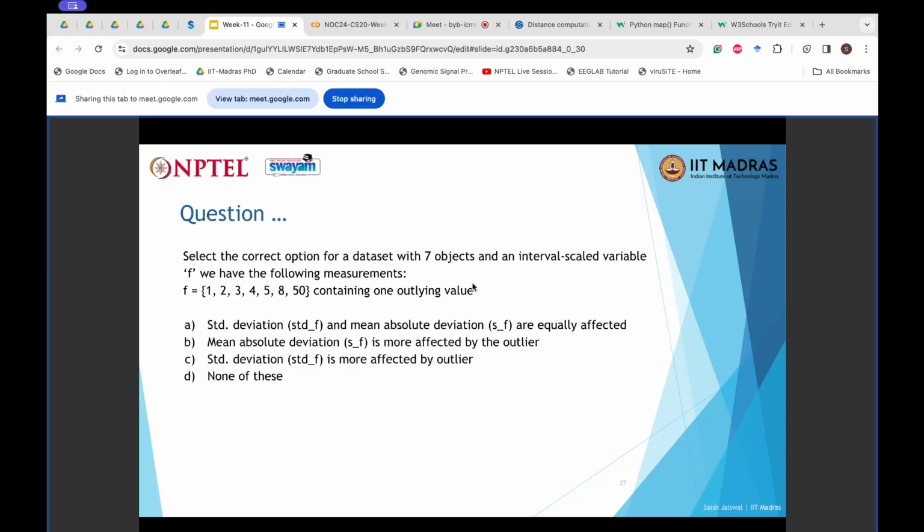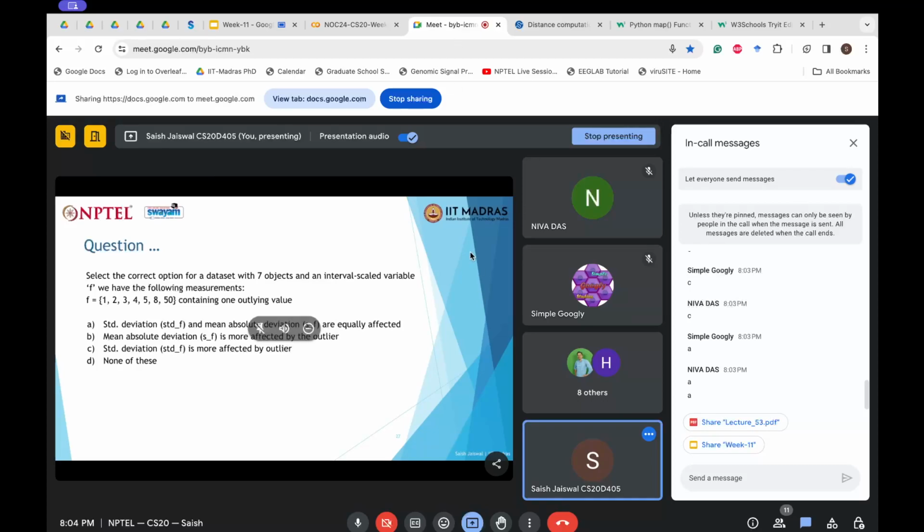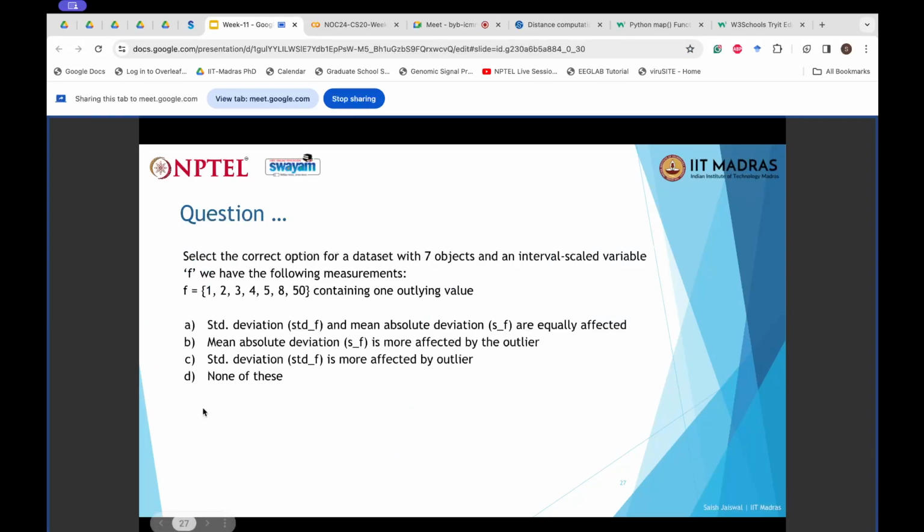Select the correct option for a dataset with 7 objects and an interval scale variable f. We have the following measurement. f is given like this. These are the data points in the set f containing one outlying value. So which of these options is correct? Okay, what about others? So the correct answer is standard deviation.